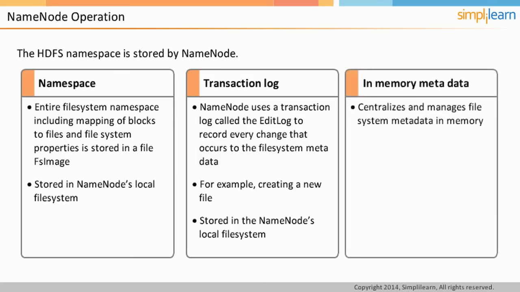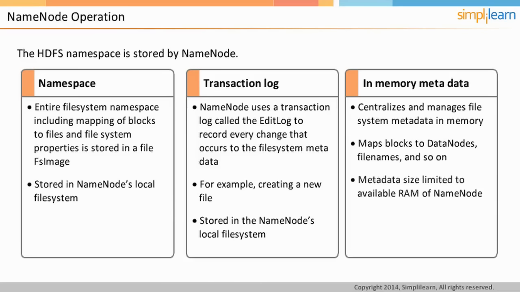However, the name node loads into its memory what blocks of data reside on which data nodes at startup, when new data nodes join a cluster, and periodically thereafter. When the name node starts up, it gets the edit log and FS image from its local file system, updates FS image with edit log information, and then stores a copy of the FS image on the file system as a checkpoint. The metadata size is limited to the RAM available on the name node.